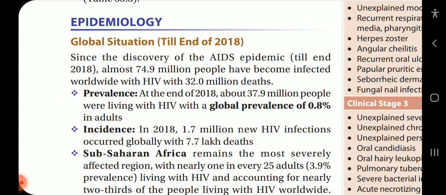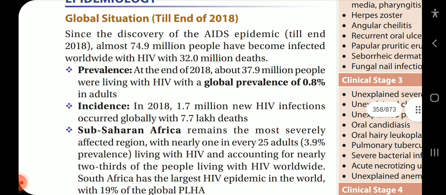Now we start with the epidemiology. Global situation till the end of 2018 is given here, and 2021 is given in the latest edition. So we'll be covering the latest edition data. Till the end of 2021, about 38.4 million people were living with HIV with a global prevalence of 0.7% in adults. Incidence in 2021: 1.5 million new HIV infections occurred globally with 6.5 lakh deaths.